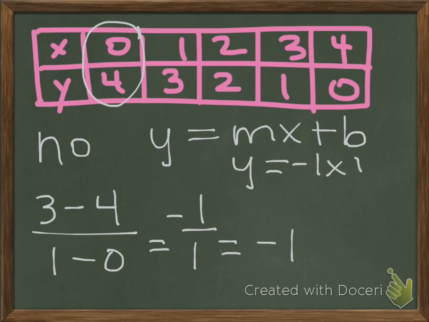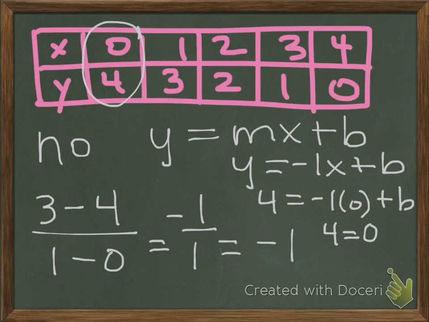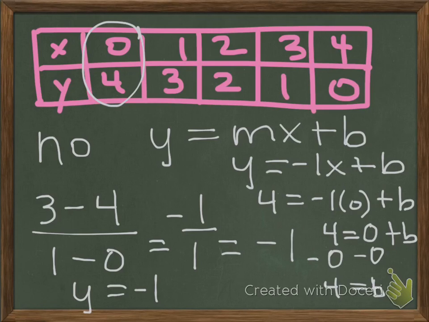Then we need to plug that into our equation and find our b value. And again, we're plugging in 1 point, doesn't matter which one here, y for y, x for x, and we're solving for b. So we get 4 equals 0 plus b. Subtract the 0 to get b by itself, so 4 would be b. So if we put it all together, y equals negative 1x, or just negative x, plus 4.